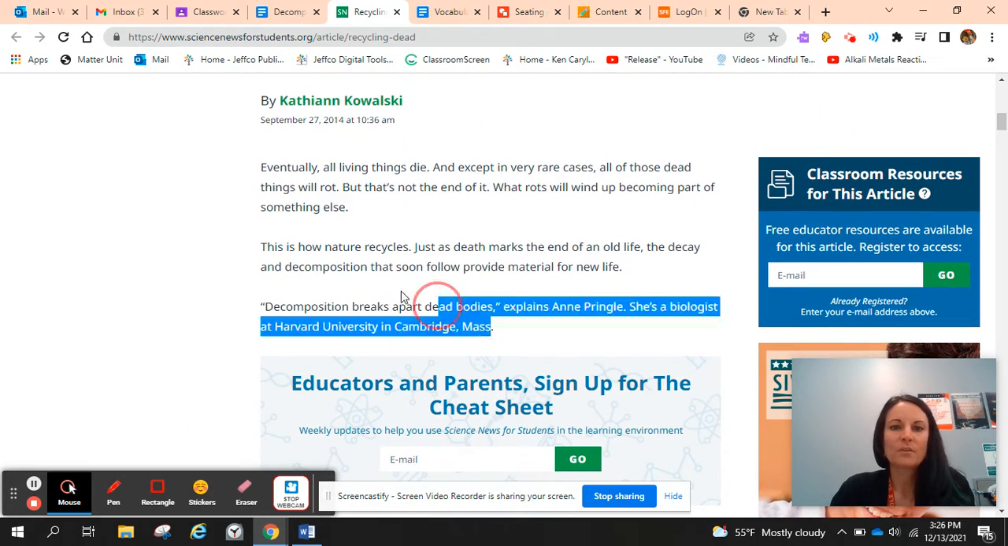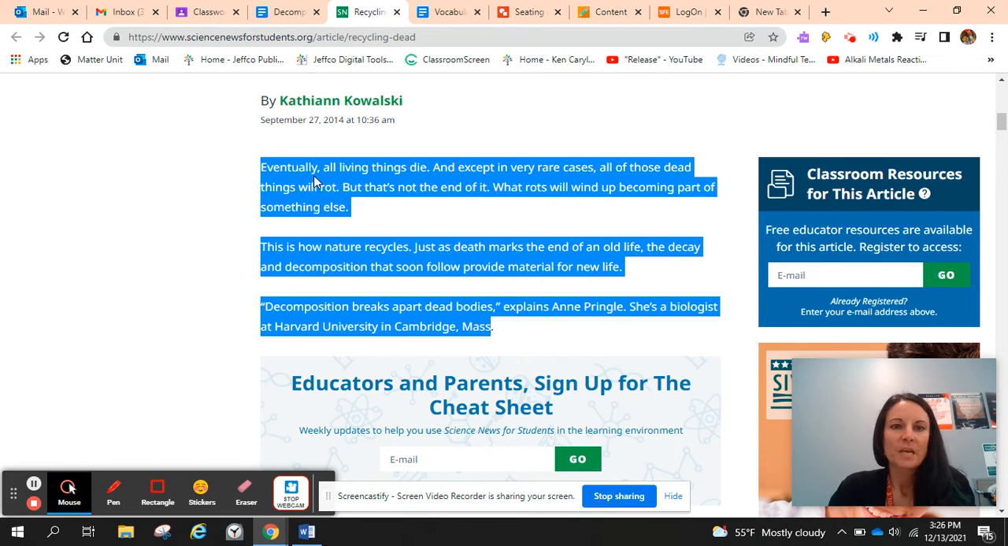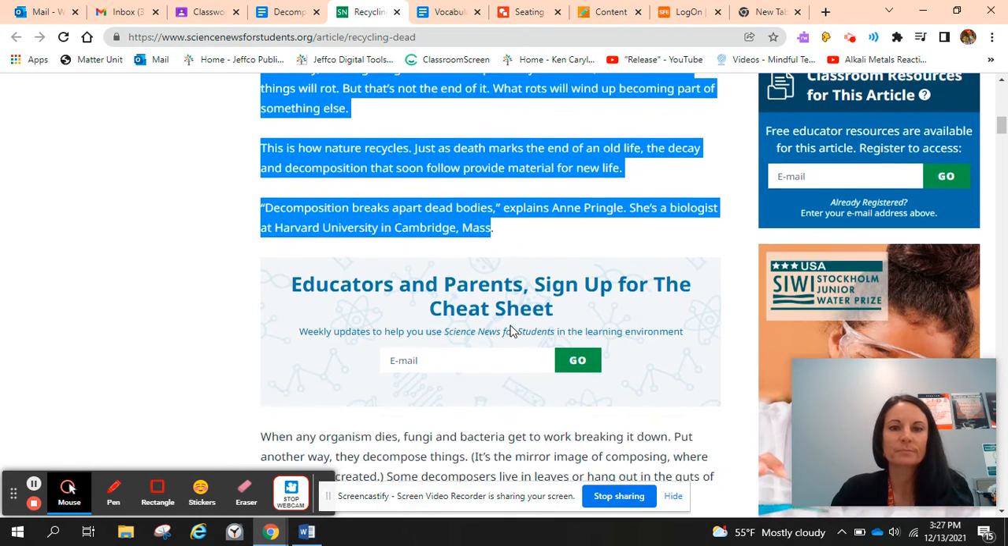All right, so I'm going to start here at the beginning of these paragraphs. Eventually, all living things die, and except in very rare cases, all of those dead things will rot. But that's not the end of it. What rots will wind up becoming part of something else. This is how nature recycles. Just as death marks the end of an old life, the decay and decomposition that soon follow provide material for new life. Decomposition breaks apart dead bodies, explains Anne Pringle. She's a biologist at Harvard University in Cambridge, Massachusetts.